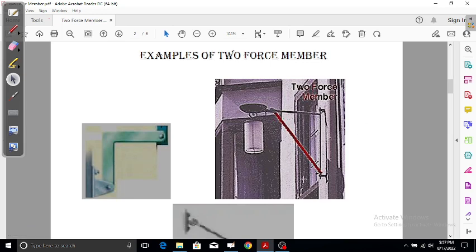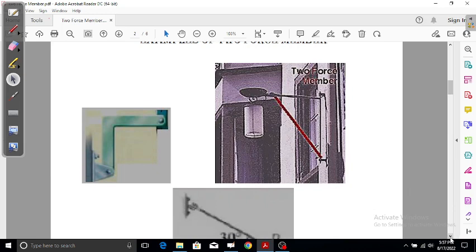And again, in this picture, there is a hanging lamp on the street, and if you look, it is fixed over here on the wall and then overhung by means of a rod. This member, which is reinforcing it, is a two-force member. Okay, you can treat it as a two-force member.